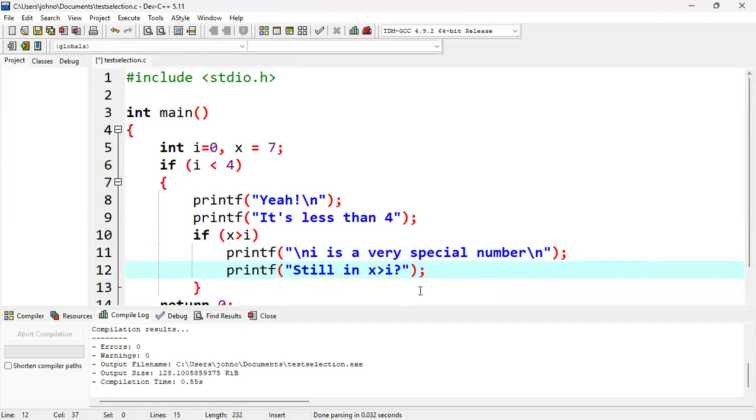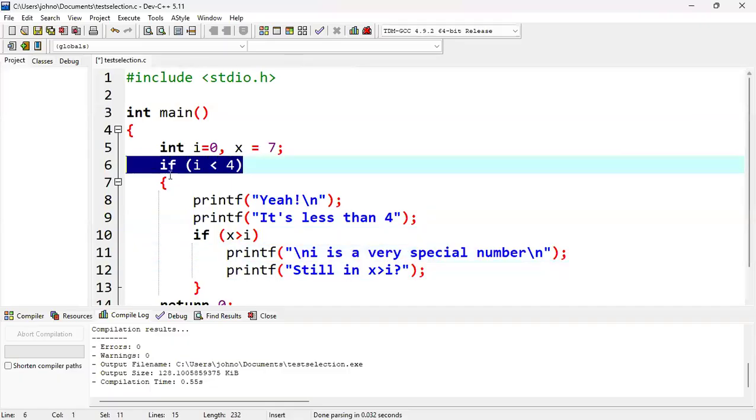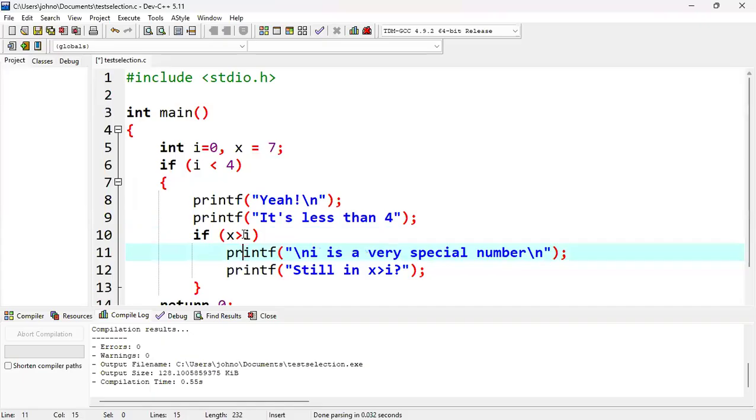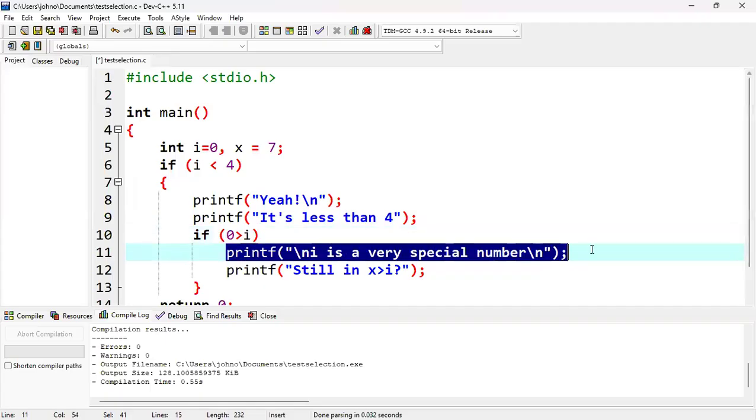So this line, as it stands now, is not part of this if statement. This line is part of this if. So even if x is not greater than I, let's say x is 0. Now, is 0 greater than I? Because I is 0, 0 is not greater than 0. So we know that this expression is false, so it would not print this part.